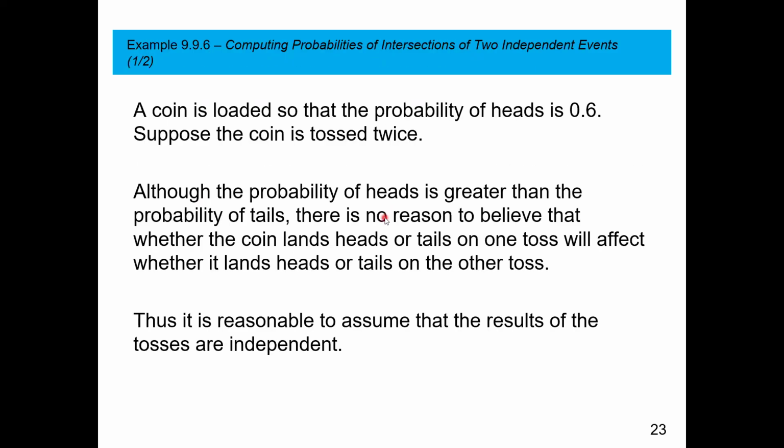So let's look at this. We're going to talk about a coin that's loaded, which means heads are going to come up 0.6 of the time. The coin is tossed twice. Although the probability of heads is greater than the probability of tails, there's no reason to believe whether the coin lands heads or tails on one toss will affect whether it lands that way on the second toss. That is a result of being independent.